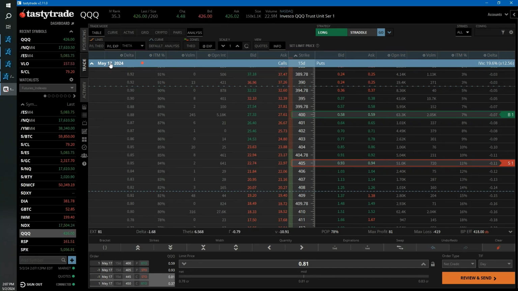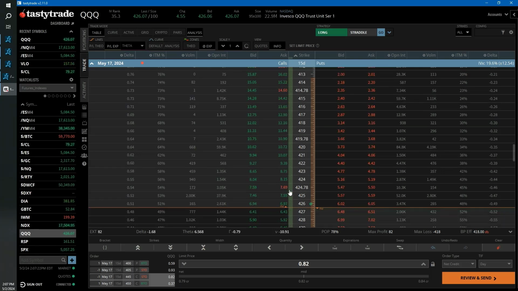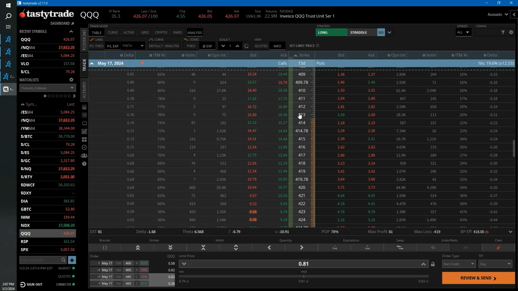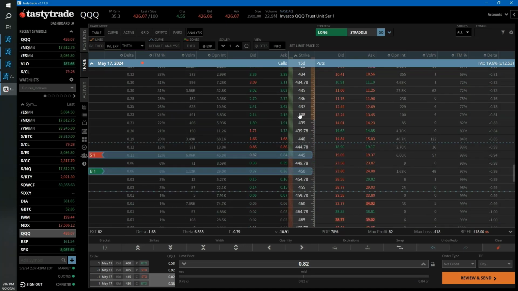I want to look at the May 17 expiration. That's the OPEX for the month of May. If I take a look at where we're trading right now, we're trading at 426. That's an at the money situation. By scrolling, I can see where one standard deviation sits on my strikes. That's around 409, 410, thereabouts. And on the other side, we've got 440.